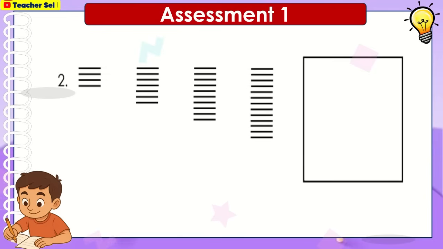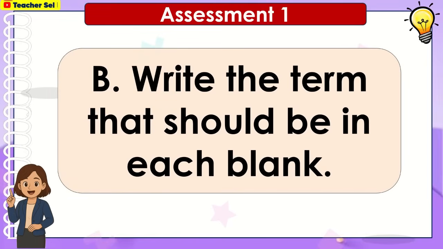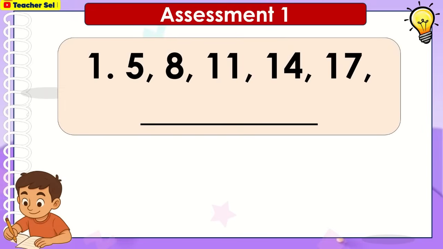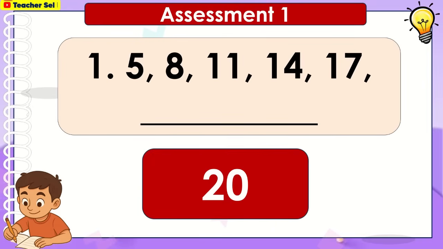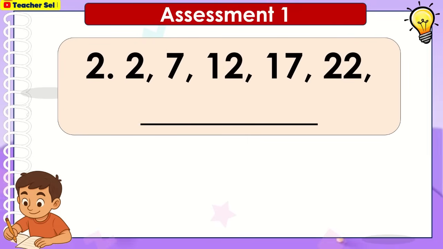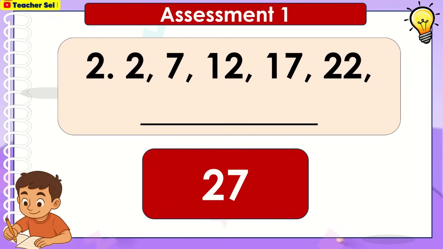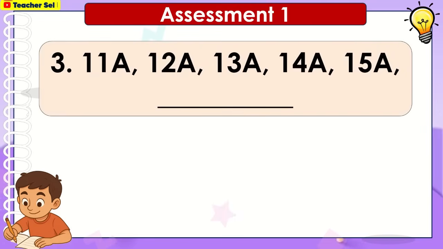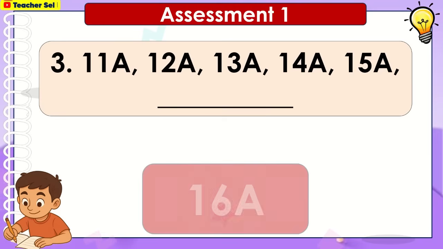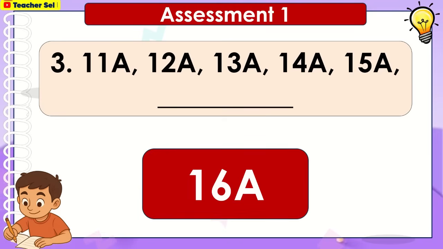For number 2, write the term that should be in each blank. 5, 8, 11, 14, 17, blank. The answer is 20. Number 2. The answer is 27. Number 3. You're right, the answer is 16A.